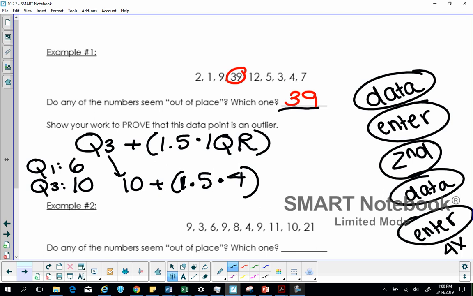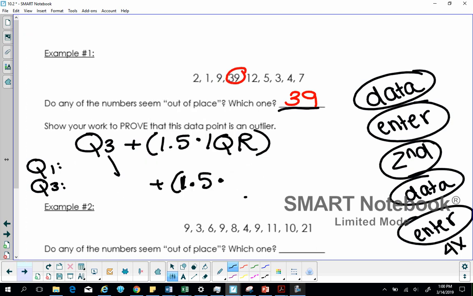I didn't get that for my Q1 and Q3. Did anyone else get something for their Q1 and Q3? Did anyone do it in their calculator to get something different? Shamaji, what did you end up getting? What was your Q1? You can still do second, data.